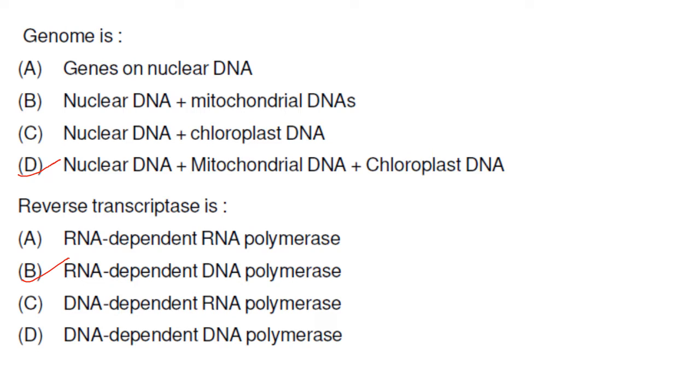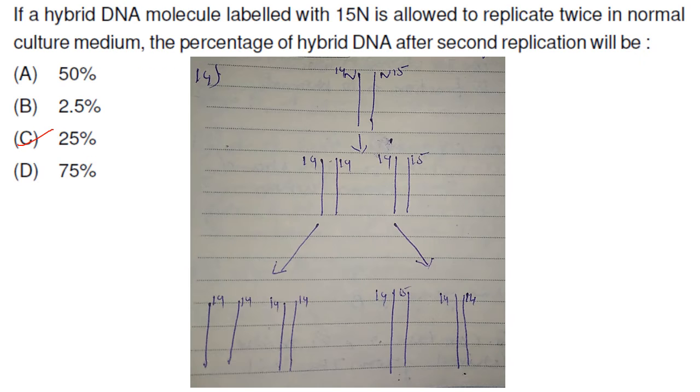Now reverse transcriptase is an enzyme used to generate complementary DNA from an RNA template. So RNA is the template strand. So it should be RNA dependent and DNA is produced. So the answer here is RNA dependent DNA polymerase. Answer is option B. The next one. If a hybrid DNA molecule labeled with N15.